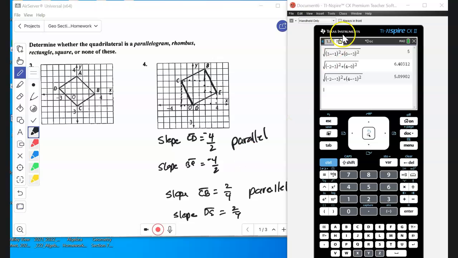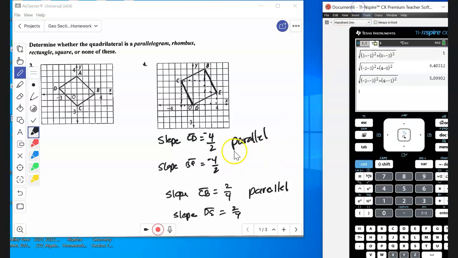The reason why we found slope is we wanted to make sure that if it's a square, there definitely has to be a parallelogram, and this is a parallelogram. Now, something you notice here: this is negative 4 over 2, this is 2 over 4. These are opposite reciprocals, so these two sets of lines are perpendicular.